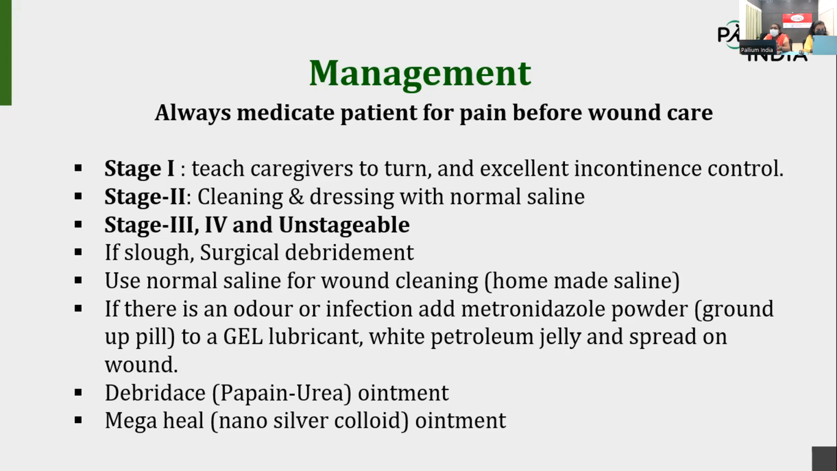So if the patient has black necrotic tissue or a foul wound or infection, you can apply that metronidazole powder. You can also suggest Debridex ointment and Megaheal. If there is slough, Debridex ointment is a good medication, but it is too expensive. If the patient can afford it, you can suggest the same. And after removing the slough, you can apply Megaheal ointment. Megaheal ointment also helps to improve the granulation tissue.